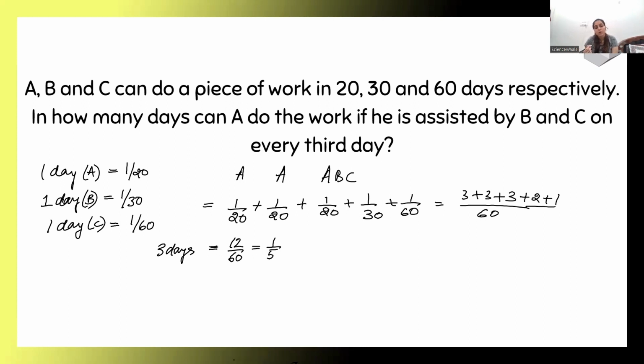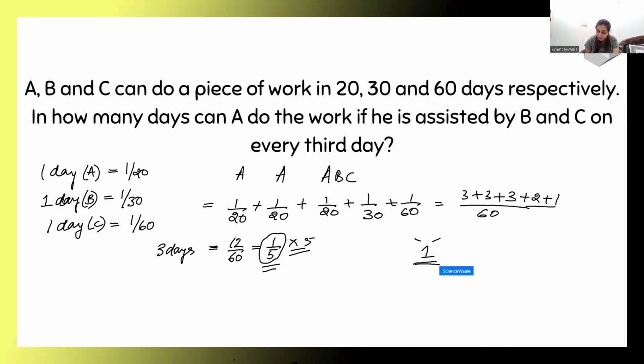Right. So what is the remaining work left, which is 4 by 5? 1 minus 1 by 5 is 4 by 5. So to complete the whole work, that is to get 1, total work is 1, right? So to get 1, what will we do? We'll multiply this by 5. So 1 by 5 into 5 will give us the complete work 1.